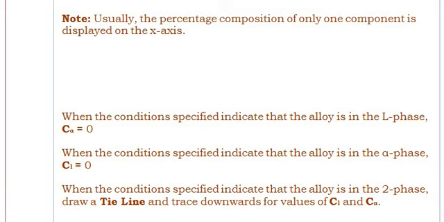When the conditions specified indicate that the alloy is in the alpha phase, it simply means that the composition in the liquid phase is equal to 0.